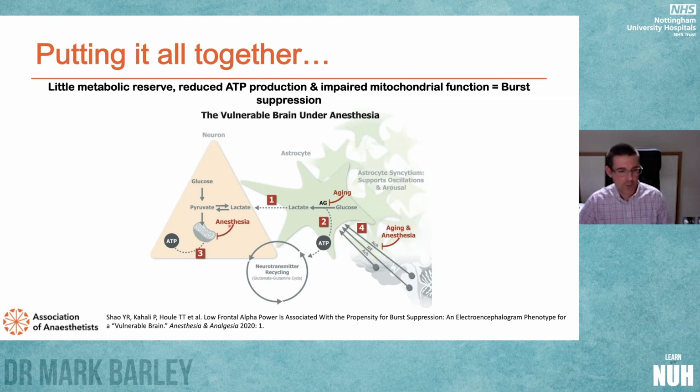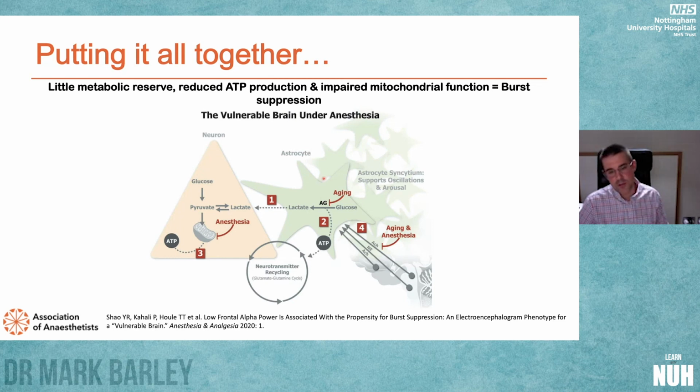Anaesthesia is a mitochondrial poison and reduces the amount of ATP our mitochondria can produce, making our patients more reliant on this pathway, which is the one that's knackered by aging and other medical conditions. So we end up with a brain that cannot produce very much ATP. And this may be why the brain is susceptible to burst suppression under the influence of anaesthesia.